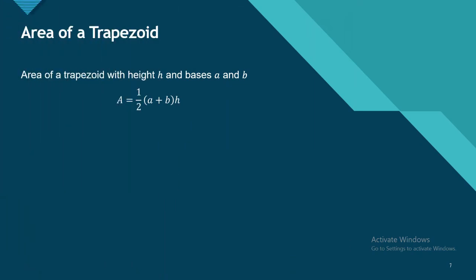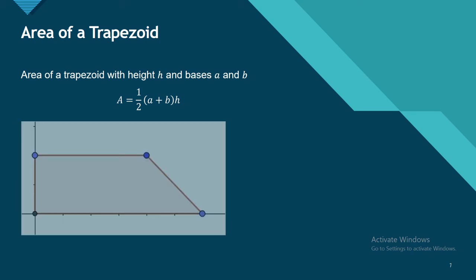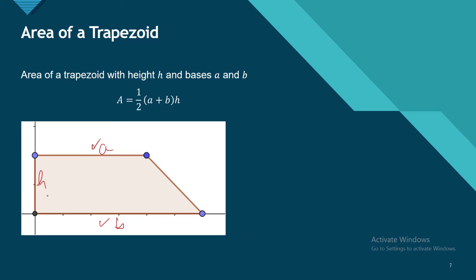The area of a trapezoid with height h and bases a and b is given by this: 1/2 times a plus b times the height. So the bases here are this one and this one. We can look at this to be our a and this one is our b. And this is our height.